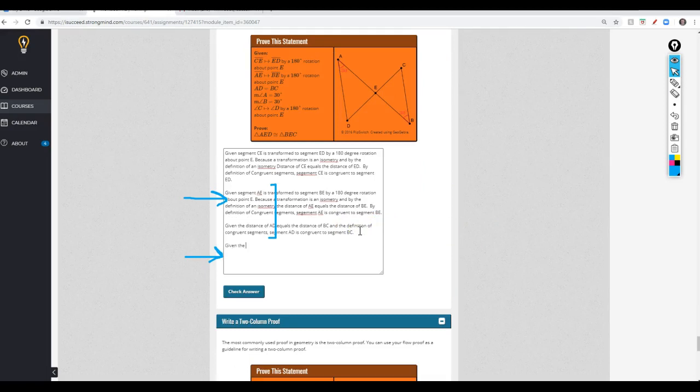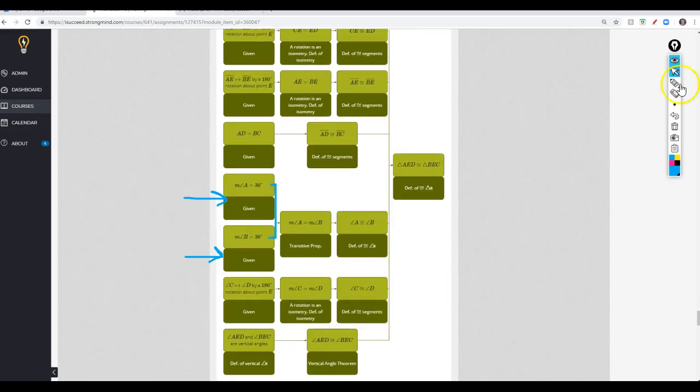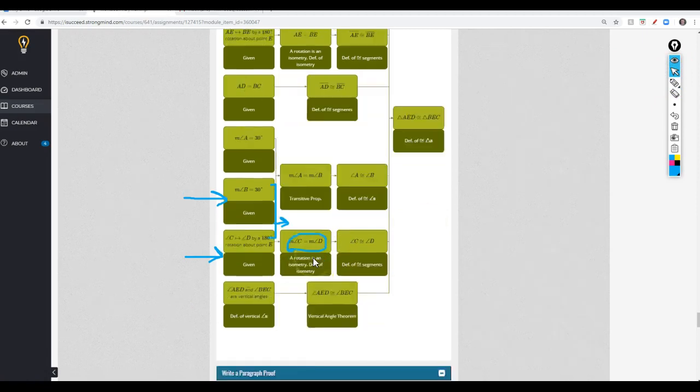So given the measure of angle A is equal to 30 degrees and the measure of angle B is equal to 30 degrees. And given this, then it leads us to this next one. It's saying that using the transitive property, we know that the measure of angle A is equal to the measure of angle B. So that's what we're going to say.